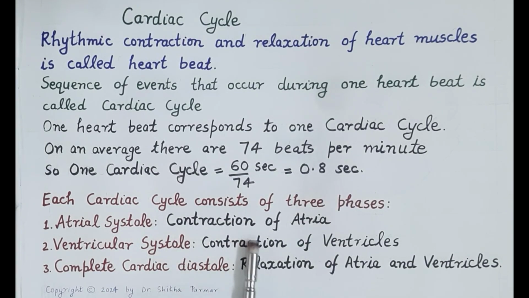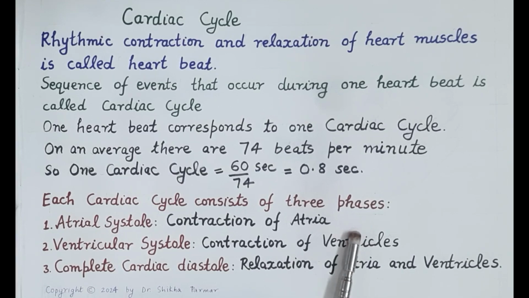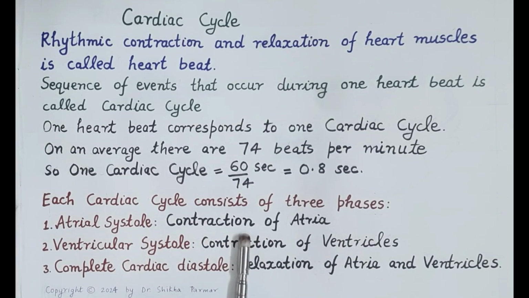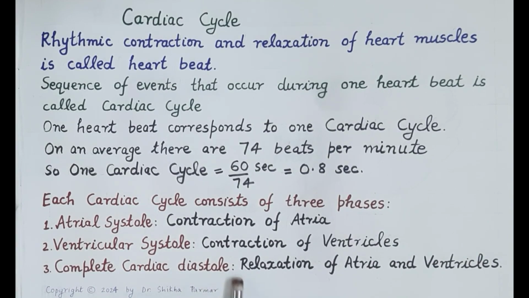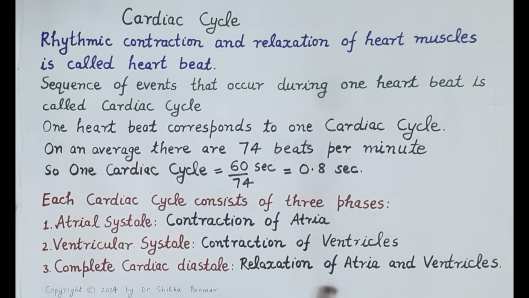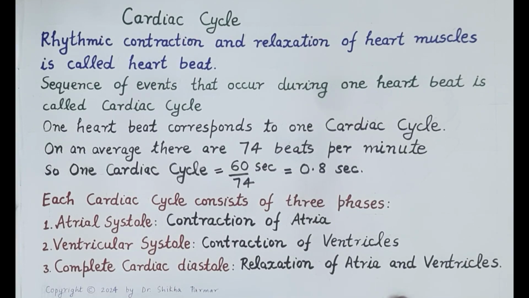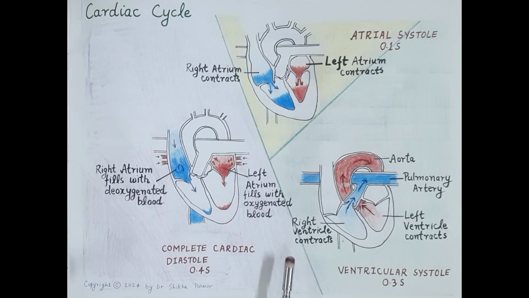Now, each cardiac cycle consists of three phases. Atrial systole, that is the contraction of both the atria. Then ventricular systole, that is the contraction of both the ventricles. Now, contraction of atria and the ventricles is followed by complete cardiac diastole, that is the relaxation of both atria and both ventricles. Now, let's discuss and understand each one of these phases of cardiac cycle with the help of a diagram. Now, look at this chart.